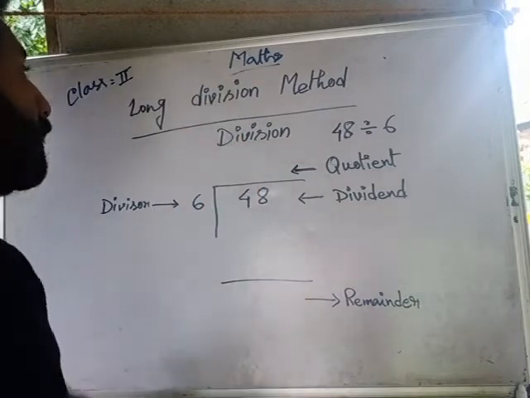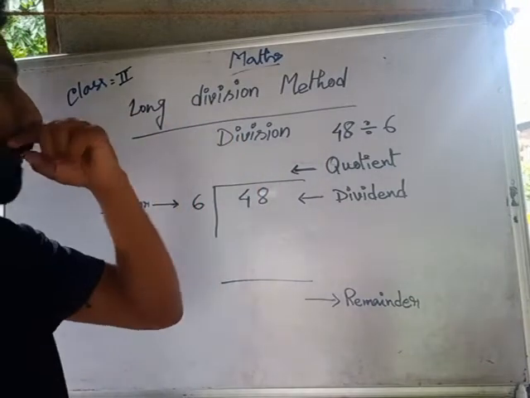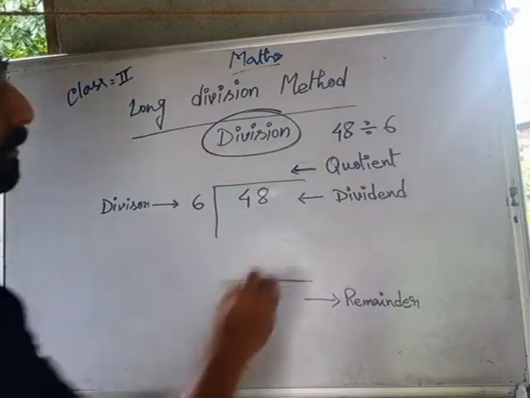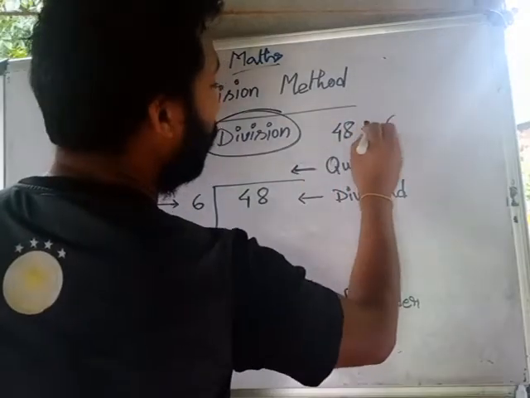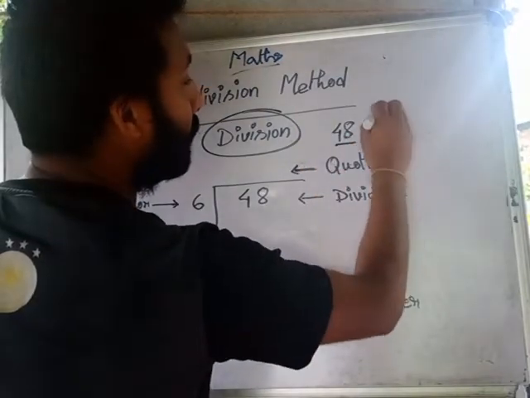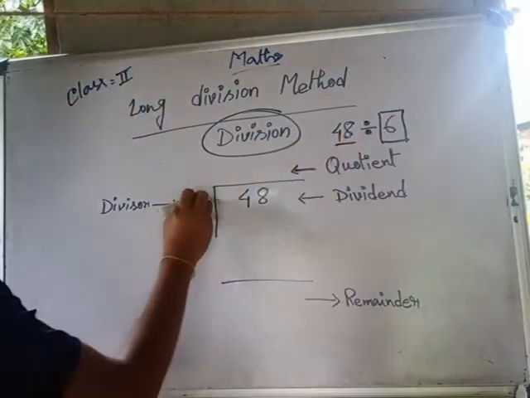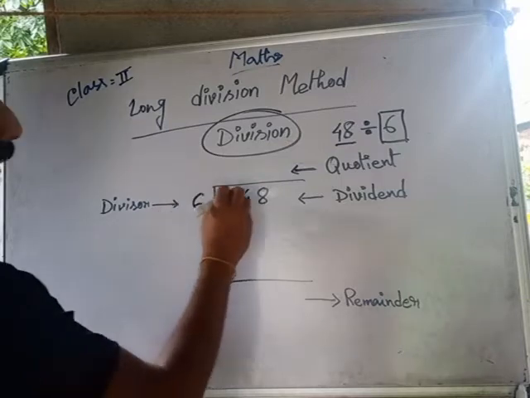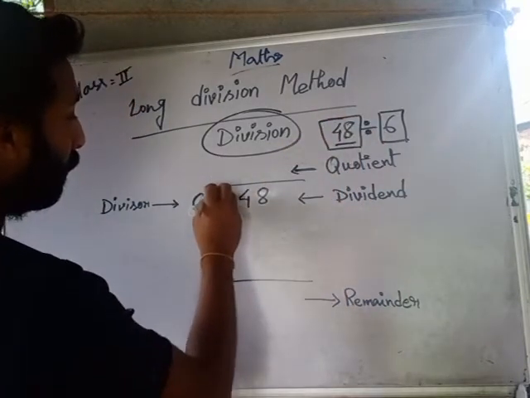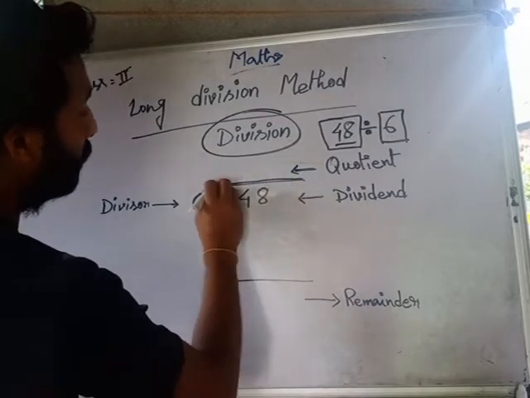Today I will start class 2 maths long division method. When it is division time, here is the division sign. Okay, 48 divided by 6. That means 6 will be right here and 48 will be right within this sign.